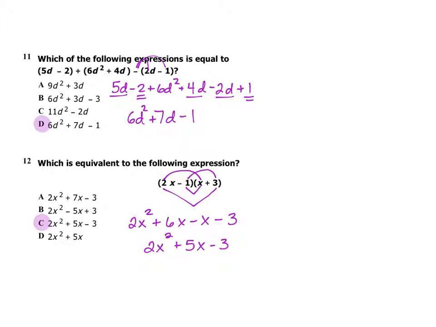I used FOIL to multiply these two binomials. 2x times x, 2x squared. 2x times 3, 6x. Negative 1 times x, negative 1x. And negative 1 times 3, negative 3. Combine the like terms in the middle. Multiplied. And C is the correct answer.